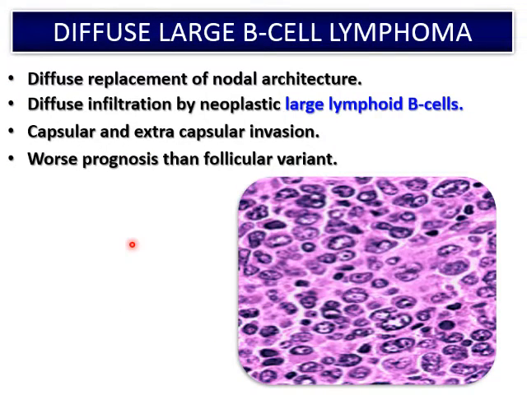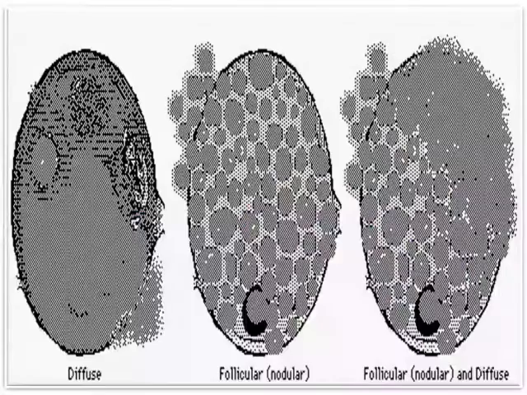Diffuse large cell: we have replacement of nodal architecture and infiltration by neoplastic large lymphoid cells. We have capsular and extracapsular invasion. Bad prognosis. Then lymphoma can progress to diffuse.